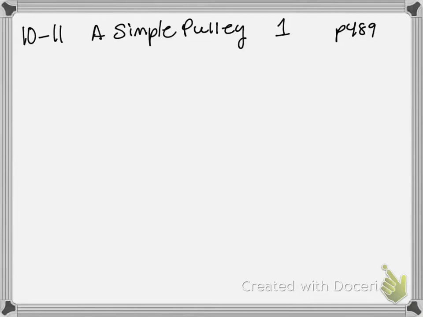Okay, here's our first sample on Newton's second law for rotating objects. It's a simple pulley, part 1 on page 489. So we're going to start off without any numbers. We have a pulley with a mass M. I guess I'll use capital M since your book does. Radius R.